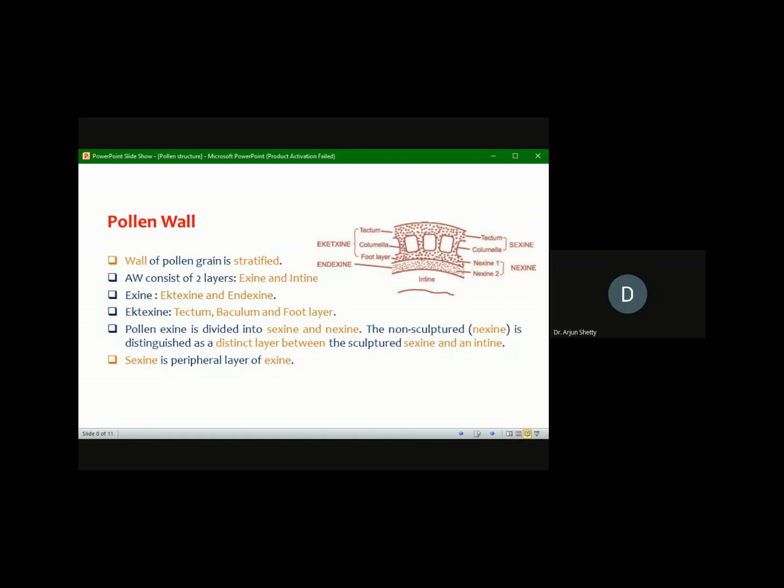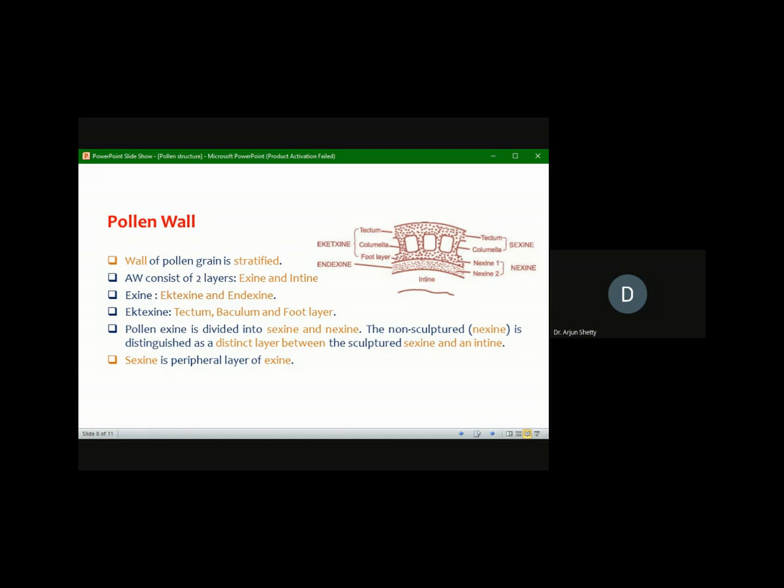Exine is divided into two types: sexine and nexine. This sexine is the sculptured one, because it is the outermost layer, because of the deposition from the tapetum. Here we see sculpturing, articulation and stratification, and that region of the exine is considered the sexine. Next to the sexine is a quite uniformly distributed layer where we do not see any articulation, stratification or sculpturing characteristics. That is the nexine.